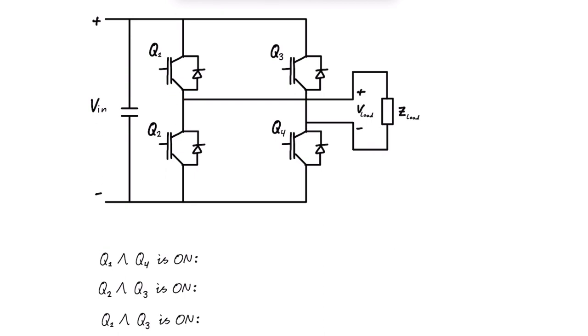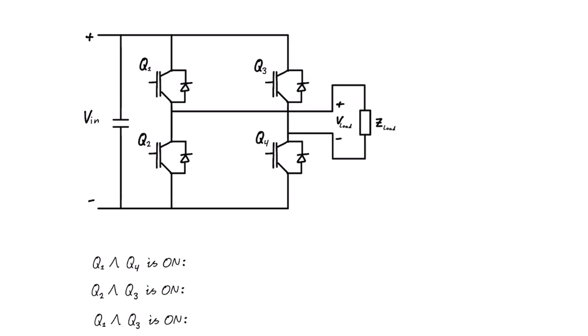So when the switch is on, the current can flow through the switch. And when it's off, it could flow through the diode. But for now, you don't need to think about all of these diodes because that is only relevant for when the power flows from the load to V in. So first, we're going to look at when the power flows from V in to V load.